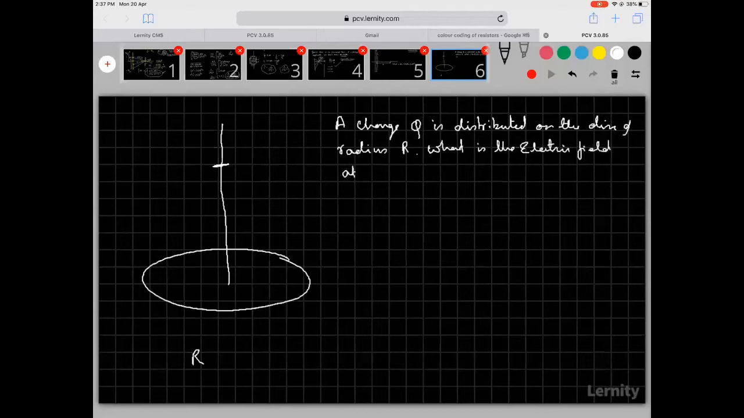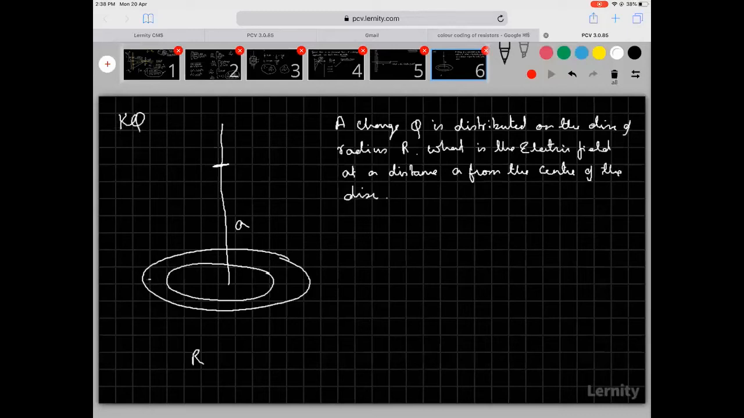at a distance A, so this is A, from the center of the disk? Okay, so this is the question. So how do we go ahead with it? Okay, so the way we go ahead with it is this. See, I'm taking again, the charge is uniformly distributed. So again, KQ by R squared won't work.